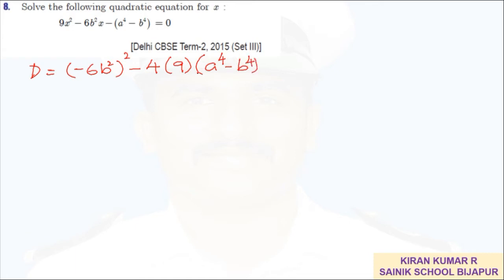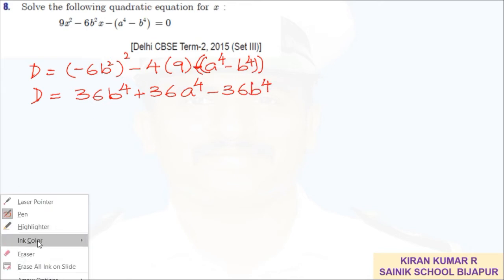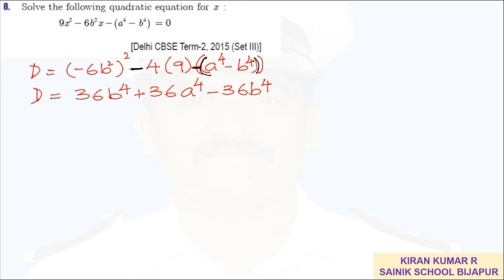Is it? No. Here it is negative, so I have to use one more bracket. This becomes 36b raised to the power 4, minus of minus, here it becomes positive 36a raised to the power 4 minus 36b raised to the power 4, because here it is negative. Let me change the color and I will write this minus. Here there is one more minus, minus of. Alright.